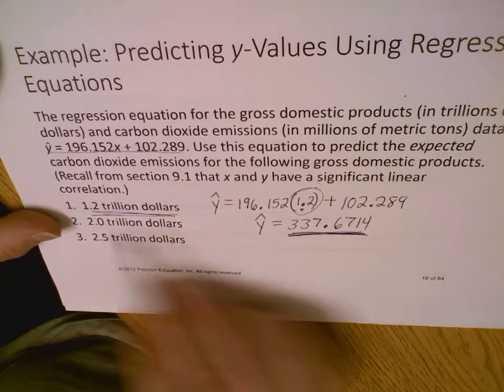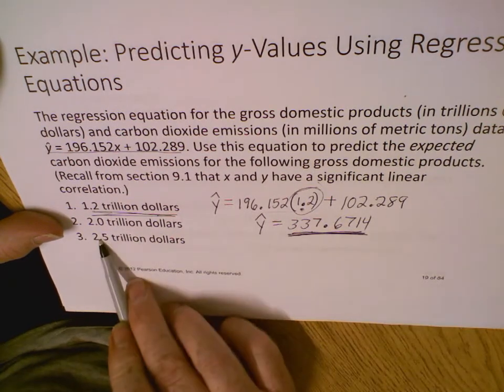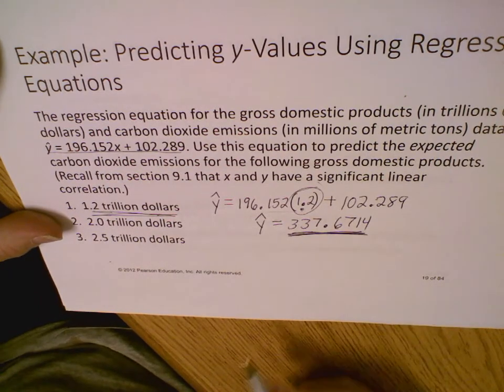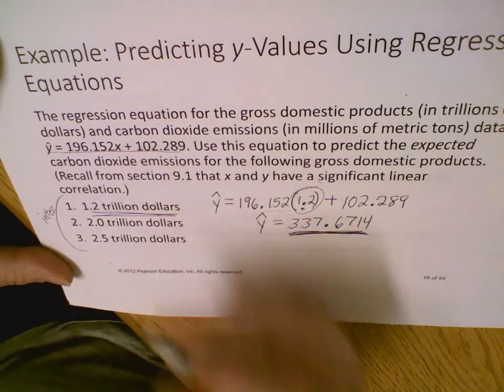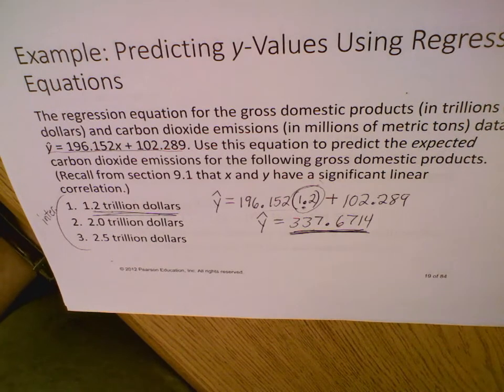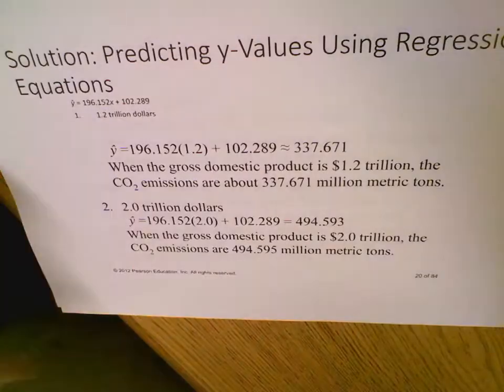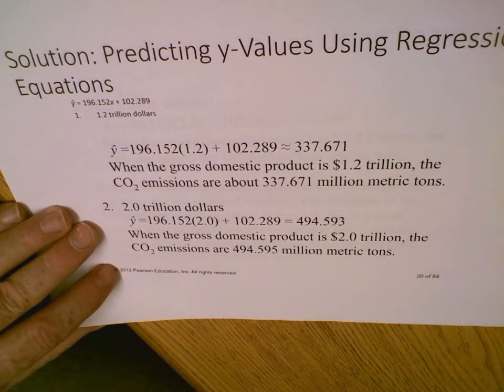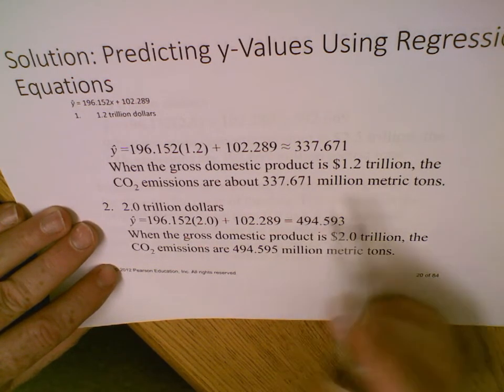Same idea here. To make the prediction, we just stick in 2.0 in place of the 1.2. Here, 2.5 in place of the 1.2. And all of this would be interpolation, because it's all within the data that we were given. Here's just the answers if we did all of that. The one that we just did, 337.671, that's what we got when we did it on our calculator. And so on.